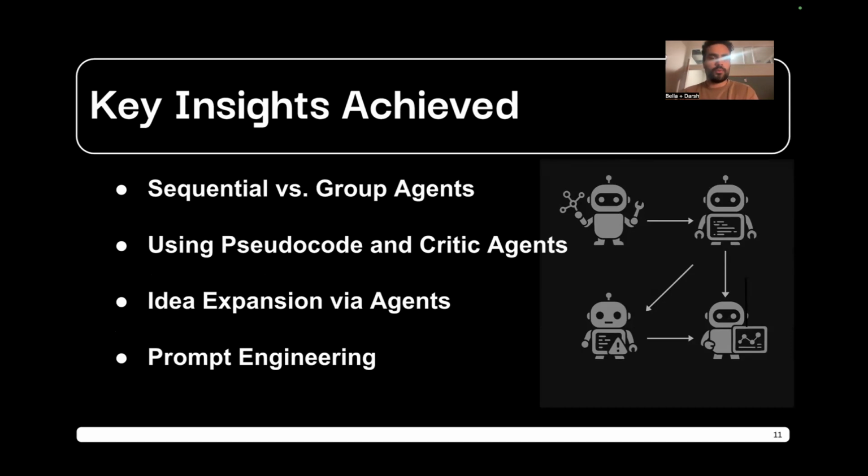So the key insights that we learned were the difference between the sequential agents and group agents and when to use each one under what context. Secondly, using pseudocode and critic agents to refine our output has been very beneficial. And then using agents to expand ideas and brainstorming. And lastly, prompt engineering and in what order to queue certain prompts and how that's helpful to get the result that we need.